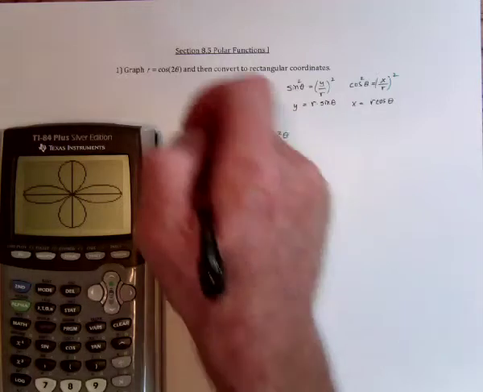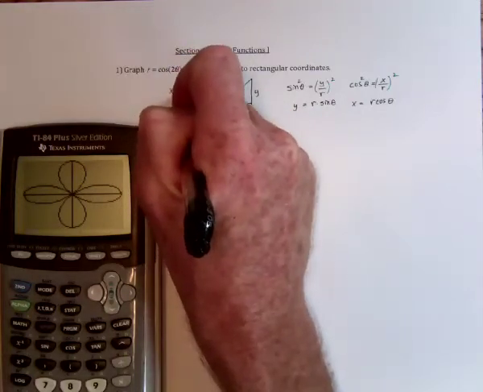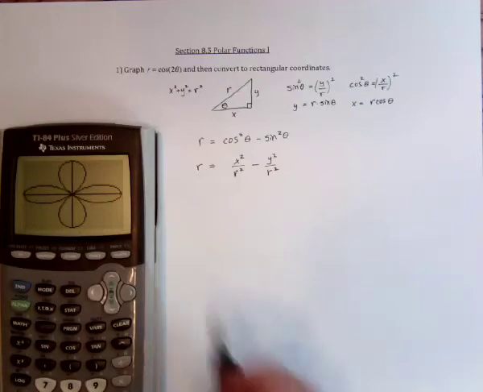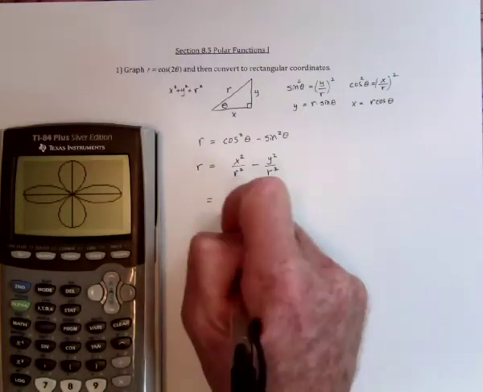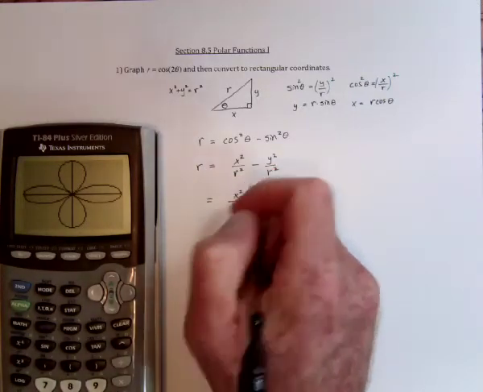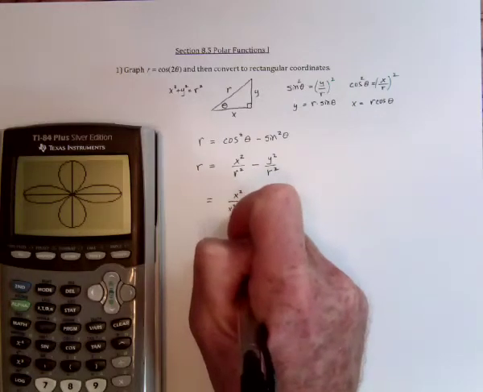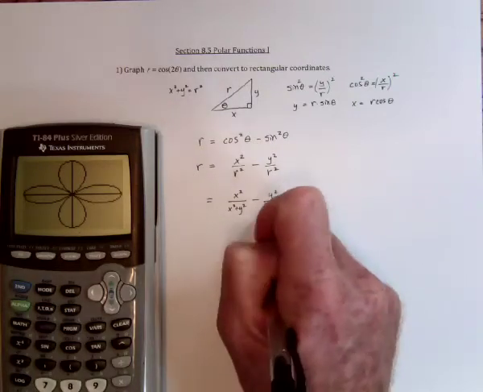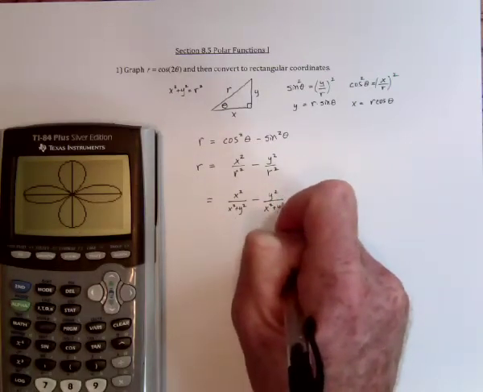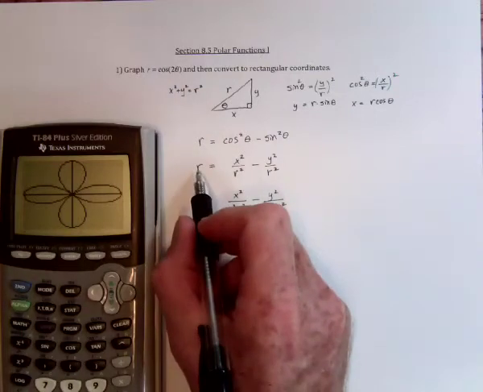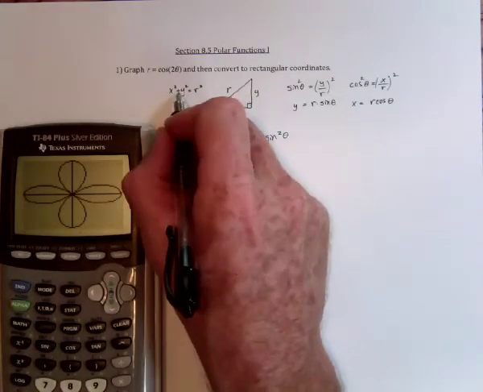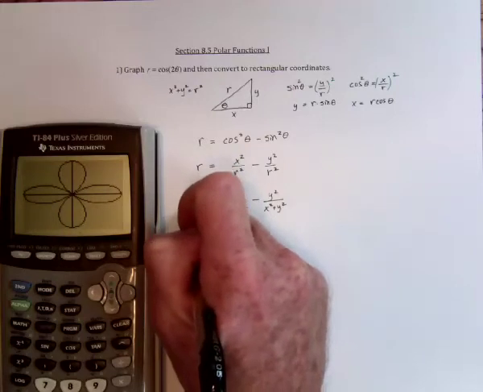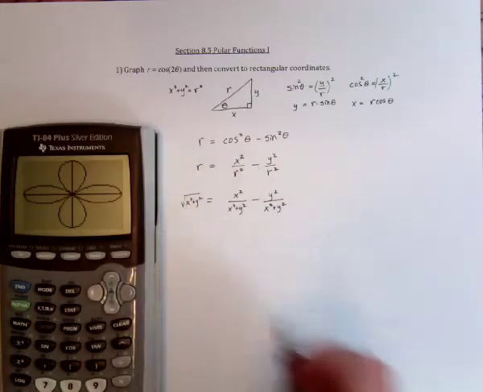So you can also use the Pythagorean theorem. x squared plus y squared equals r squared from that right triangle. And then replace each of these r squares. So x squared over x squared plus y squared minus y squared over x squared plus y squared. And then r is equal to the square root of x squared plus y squared.